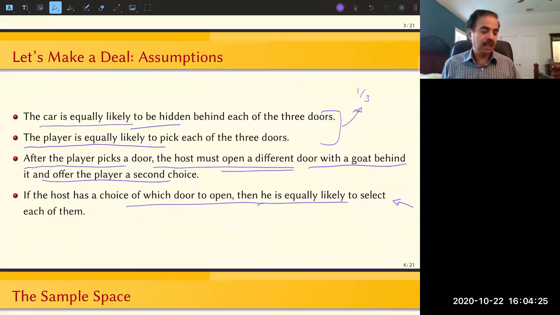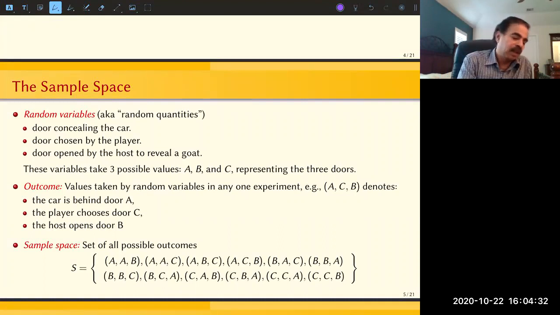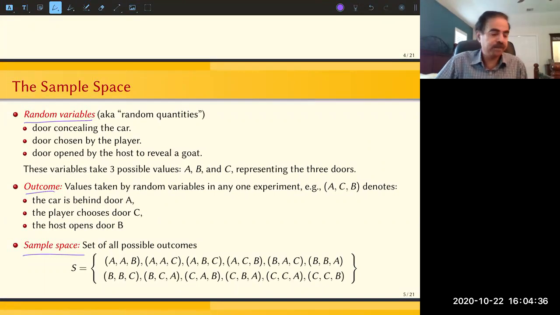Okay, so then when we want to analyze a problem like this, we want to define what are called random variables, outcomes, and sample space. Okay, so random variables are random quantities, right? Are the things for which you want to talk about probabilities, the quantities that can vary from experiment to experiment.